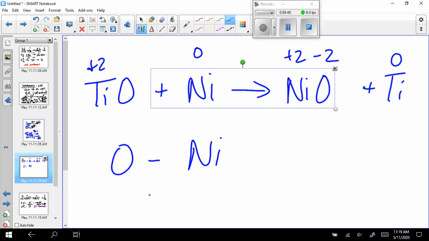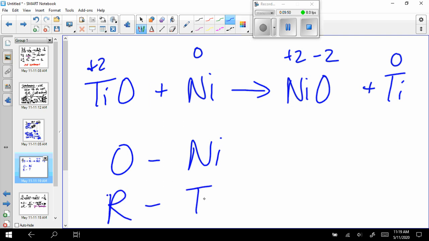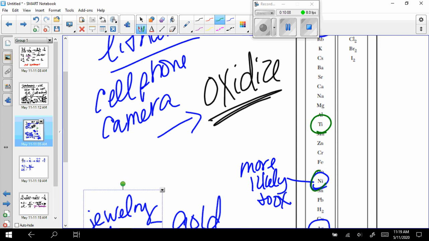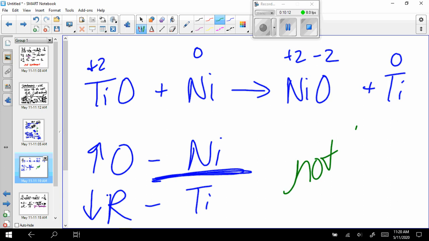So nickel was oxidized and titanium was reduced, because the one that's oxidized, the charge went up, and the one that is reduced, the charge went down. So to see if this is spontaneous or not, I need to see if Ni is higher than Ti. So I go back to my chart. I look for them. Here's Ti and here's Ni. So this reaction would not be spontaneous because Ni is not higher than Ti on table J.